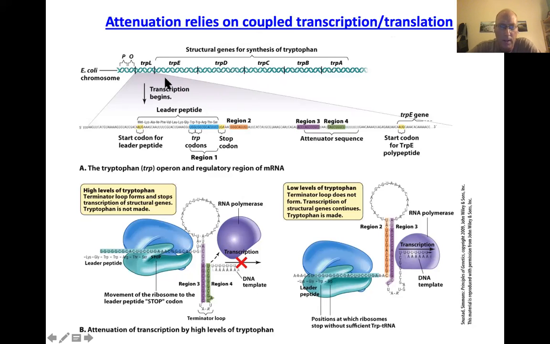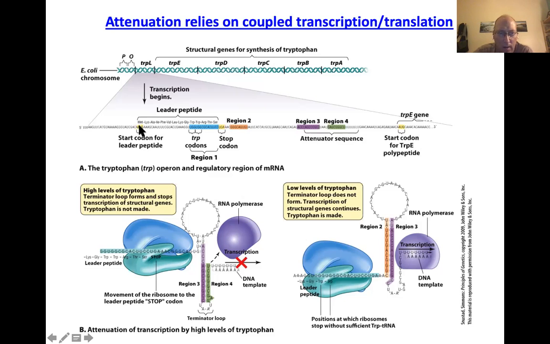This is in the trp operon. And so we have the promoter here and the operator for the trp repressor. And then these are the structural genes for the various enzymes for making tryptophan. But the key area we want to look at here is this leader region. This is actually just a short gene that makes a peptide whose job is not to do anything. It's essentially to participate in this attenuation regulation.